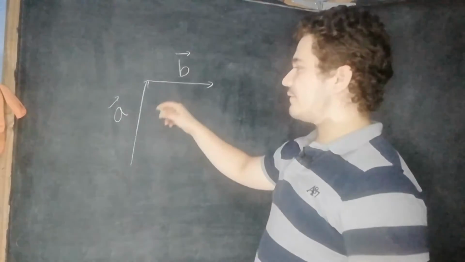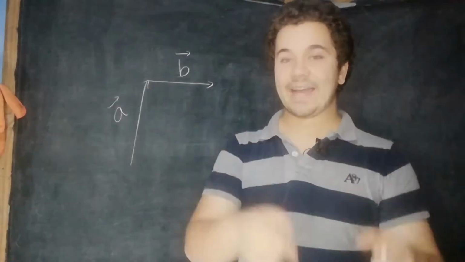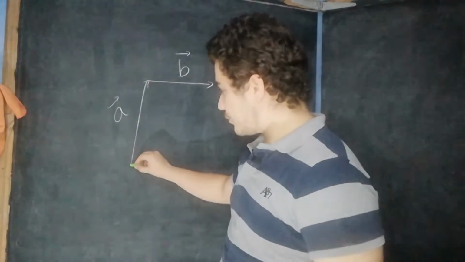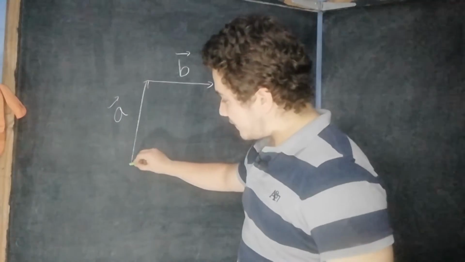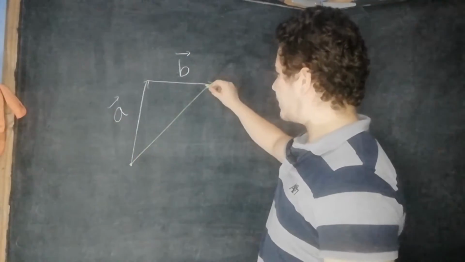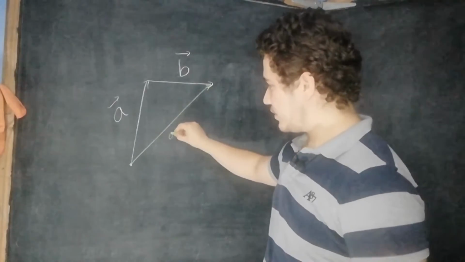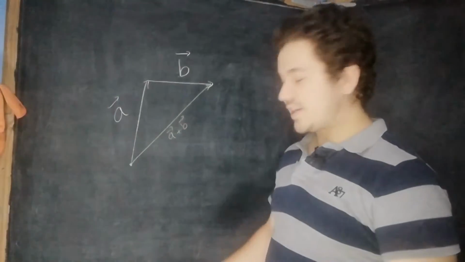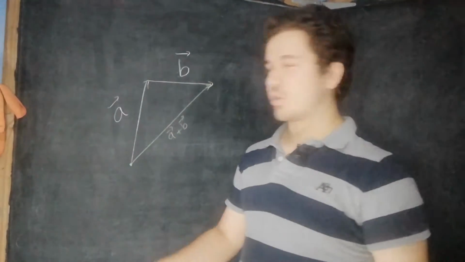How do we represent the vector A plus B? An addition of vectors is actually a vector itself. How do we represent it? From the tail of the first vector, we draw a line to the head of the second vector, and we call that A plus B. So this is the sum of vectors in a more conceptual form.